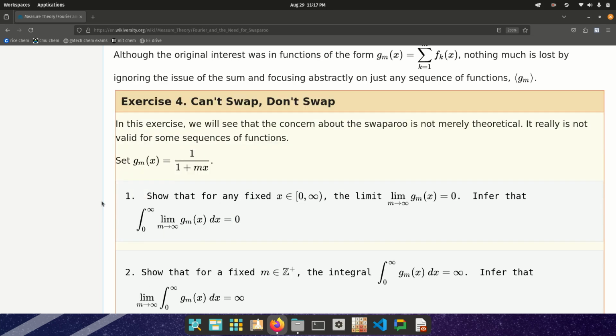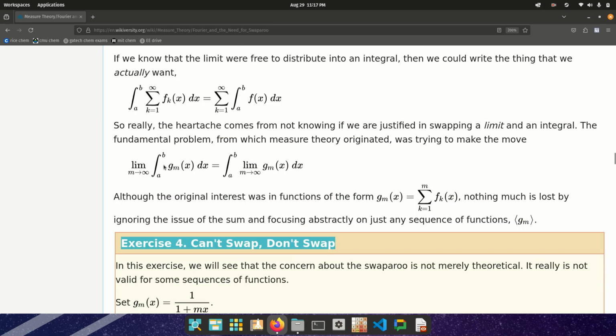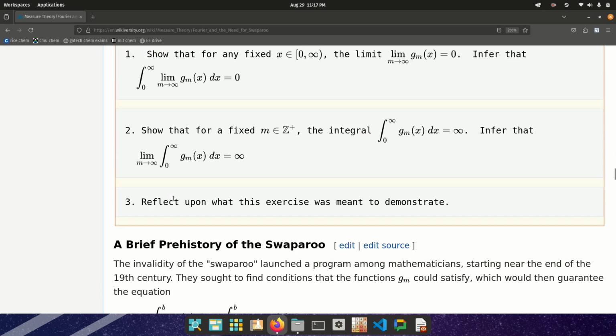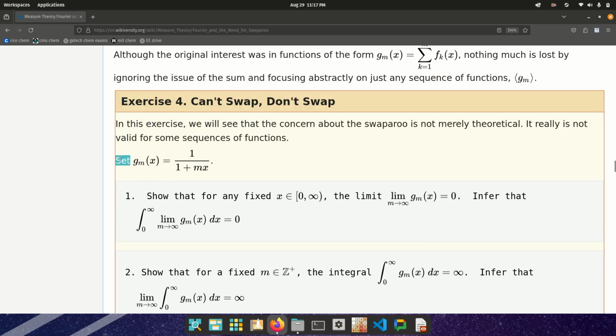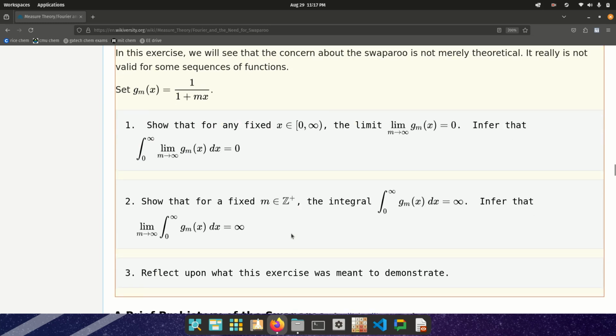You can see in this exercise the specific function 1 over 1 plus mx. If you took the limit as m goes to infinity on the inside of the integral, as you see in part 1 here, the result is going to be 0 when you integrate. And if you took the limit on the outside of the integral as m goes to infinity, then you get infinity.